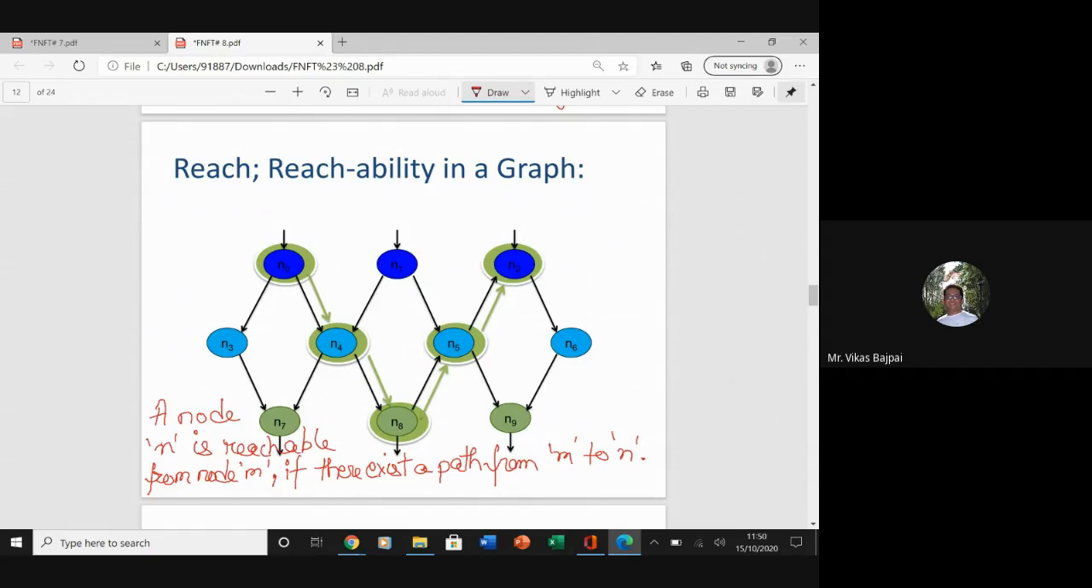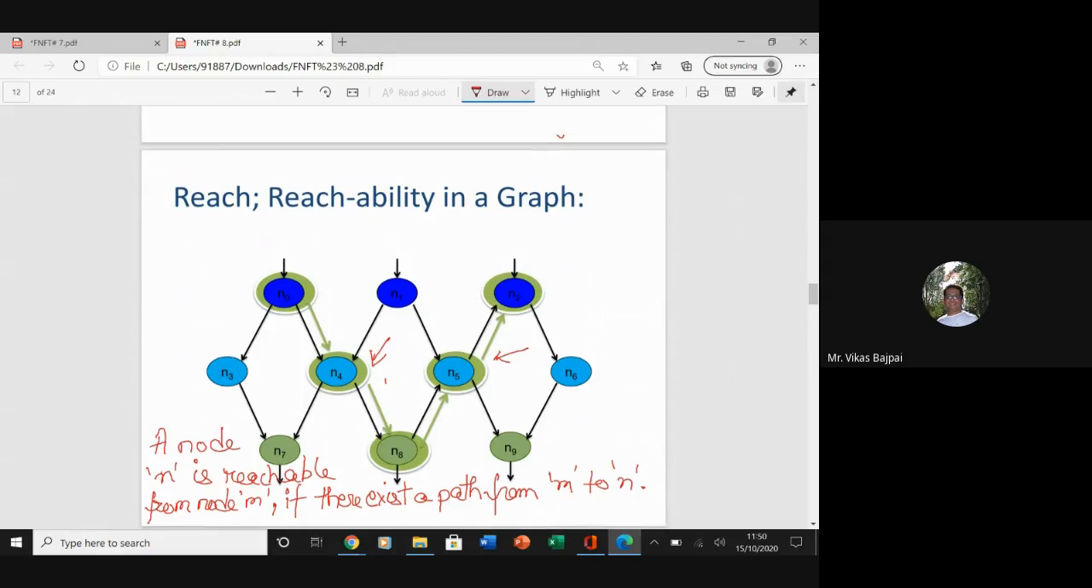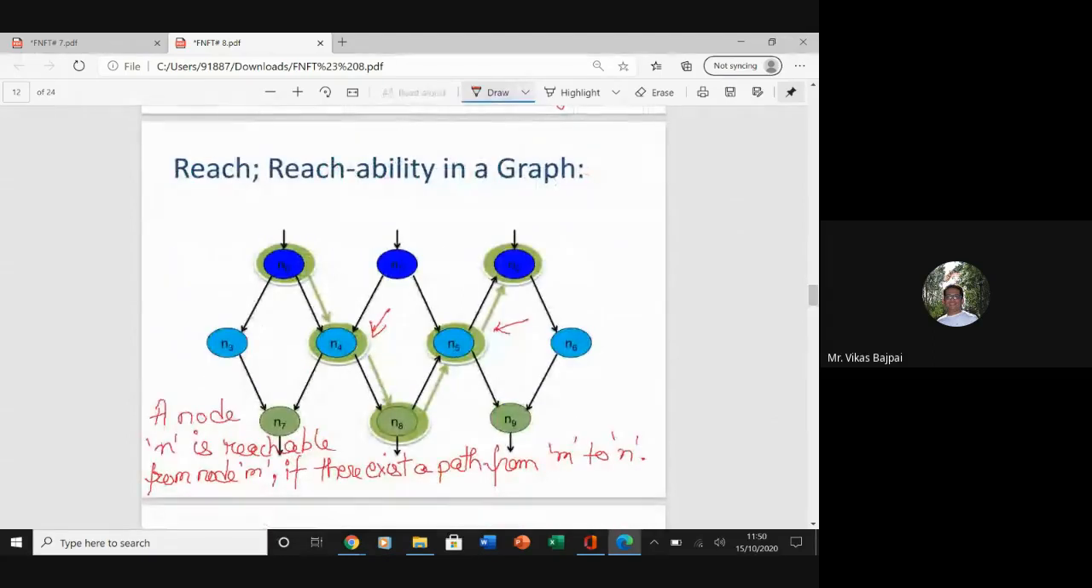It's like, if suppose from n4 I can see n5, n5 is reachable because there exists a path from n4 to n5. So you can see that this is something which is reachable. I can reach n5 from n4, or maybe there exists a path from n0 to n5. So this is my m, this is my n. So it's reachable.